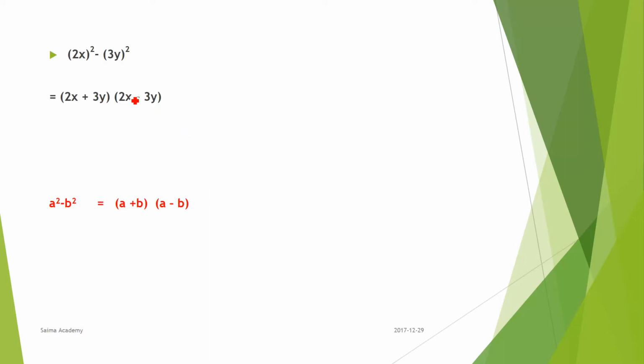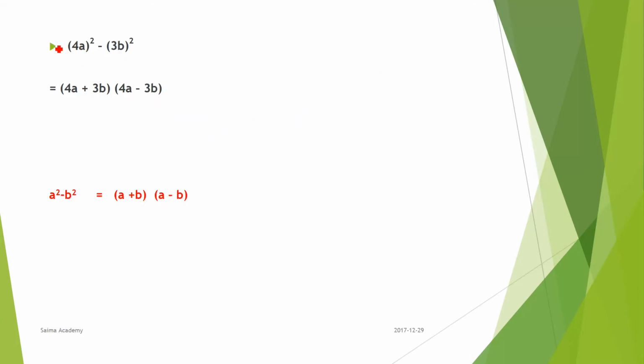Now we will solve a few questions to understand this concept. 2x square minus 3y square. So instead of a, I have mentioned the formula here as well. So instead of a we have 2x and instead of b we have 3y. Very easy. One time you have to write down without this square. You do not have to write down square. 2x plus 3y means a plus b. One time you have to write down with the positive sign, one time with the negative sign, 2x negative 3y, and this is the answer.